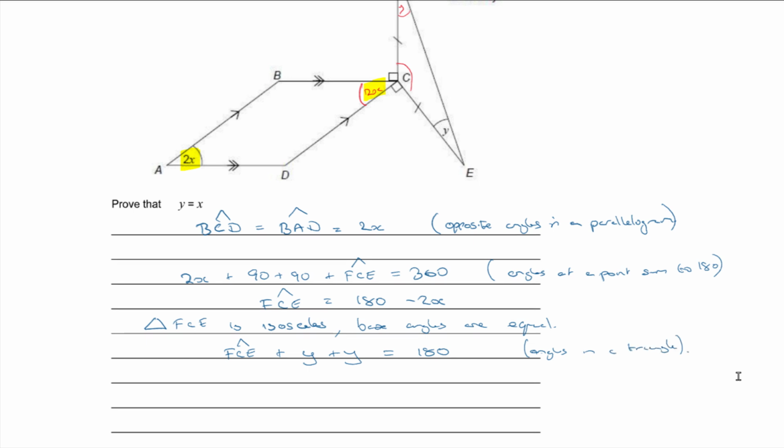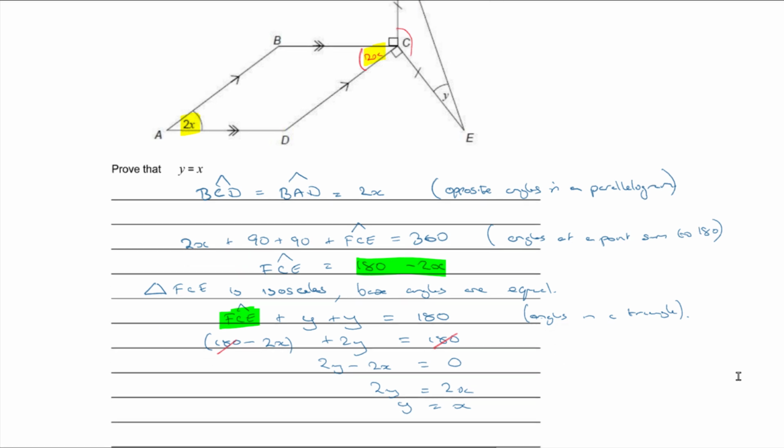Okay, so then we know that FCE, we just found it here, didn't we, is 70 minus 2x. So replacing that in there, I get 70 minus 2x plus y plus y, that's plus 2y, is equal to 180. Okay, so then that 180 and that 180 cancel, so I've basically got 2y minus 2x is equal to 0. So taking the x to the other side, I've got 2y is equal to 2x, and then dividing through by 2, I'm going to have y is equal to x as required.